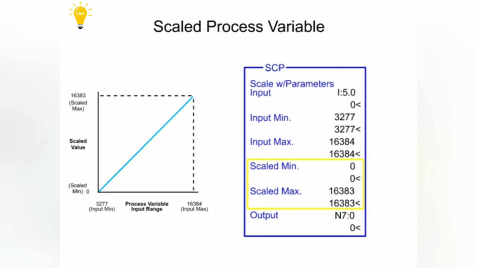Scaled minimum value is programmed as 0, representing the low end of the output range. Scaled maximum value is programmed as 16,383, representing the high end of the output range. The SCP output parameter is the integer file address where the scaled output is stored and then used by the PID instruction as the process variable.